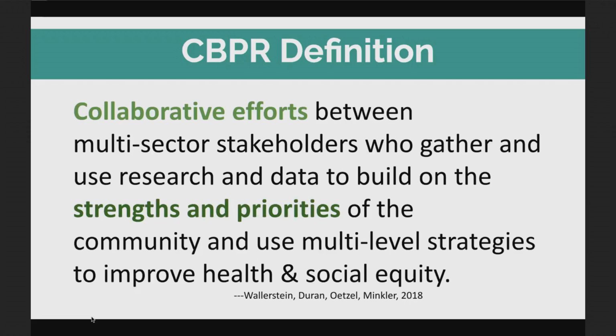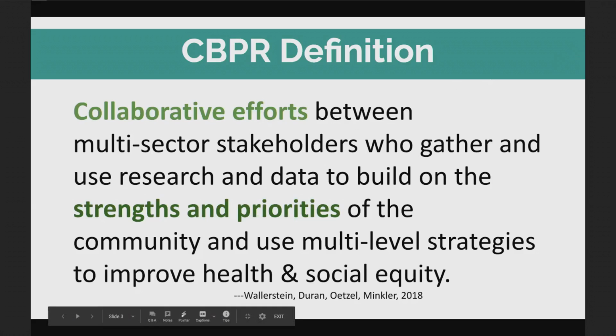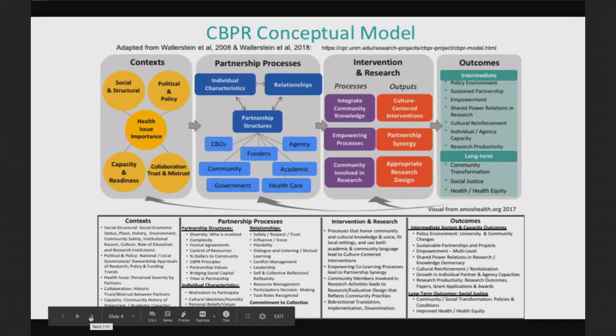I love this definition by my colleagues, Nina Wallerstein, Duran, Etzel, and Minkler, that CBPR is a collaborative effort between multi-sector stakeholders who gather and use research and data to build on the strengths and priorities of the community and use multi-level strategies to improve health and social equity. That definition is what drives this CBPR conceptual model. I love it because it's one page and it's also on the CBPR Engage for Equity website that I'll show you.